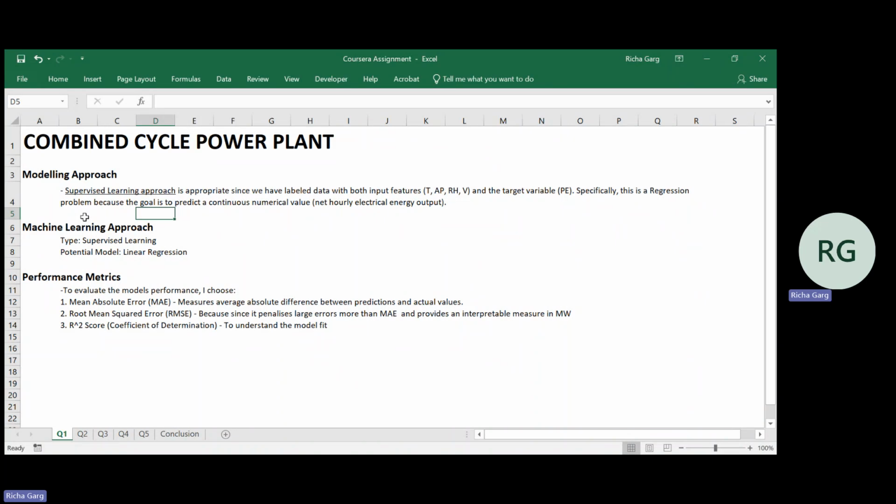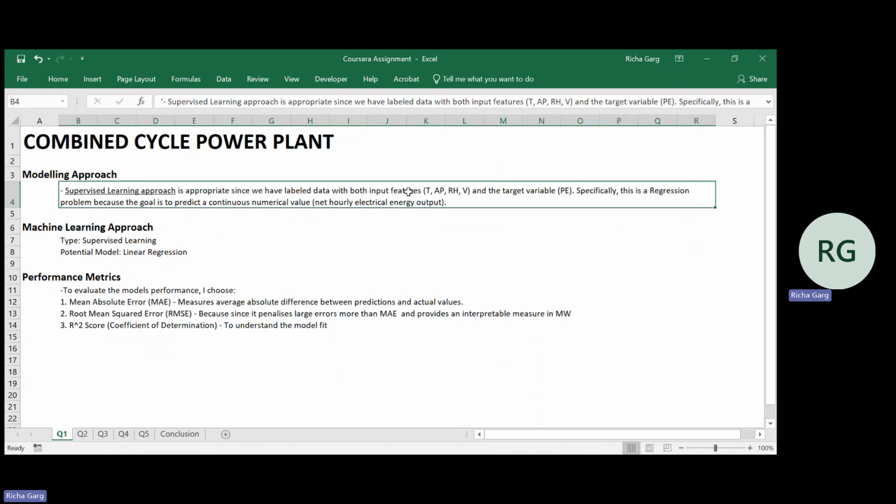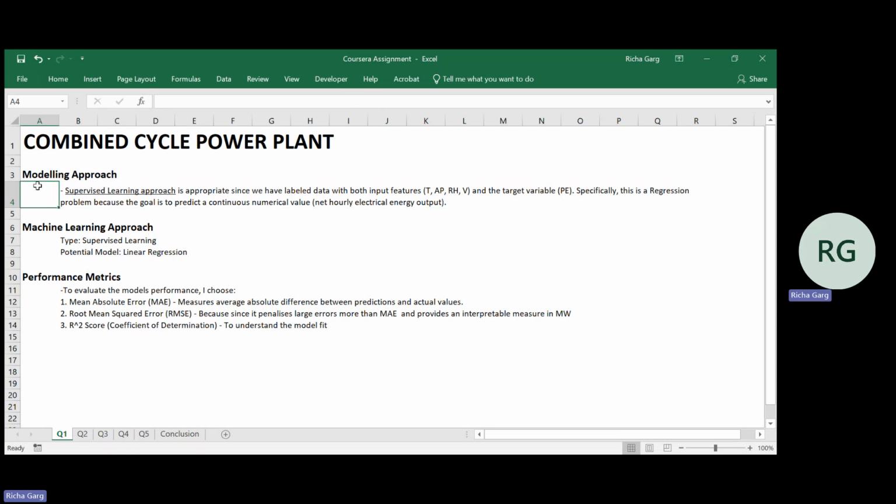I have been given a few input variables and output variables, and I have to predict the net hourly electrical energy output. In this assignment, my modeling approach will be a supervised learning approach because I have a labeled data set, and I'll be using regression to solve the problem because my goal is to predict a continuous numerical value.